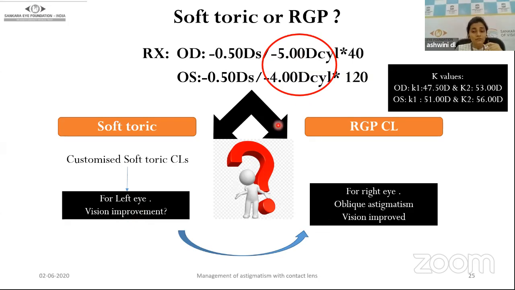So in this condition, when the amount of cylinder is more compared to the spherical, it's always better to go with the RGP contact lens, especially when oblique astigmatism is also present. If we give the soft toric, there will be mislocation of the axis, and the lens will not be stable over the cornea. So for this kind of patient, we prescribed the RGP, and the patient was very happy with this 6/6 vision and was using the contact lens continuously. And this was about when to choose a soft toric or an RGP in astigmatism management.